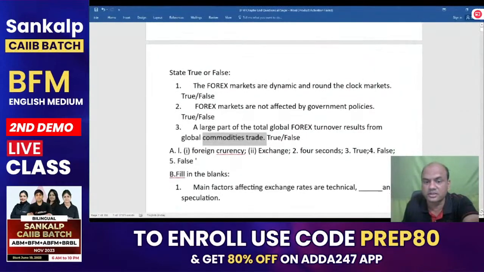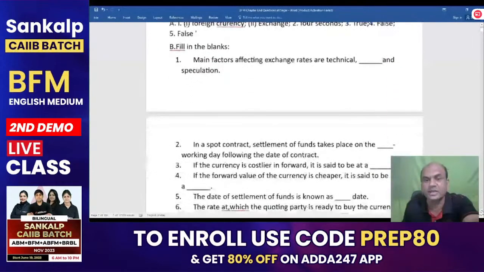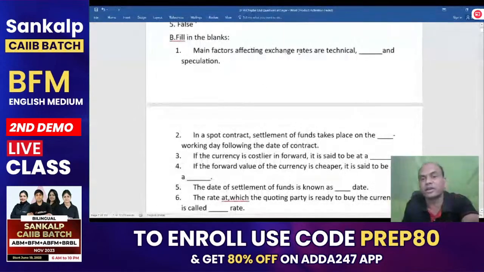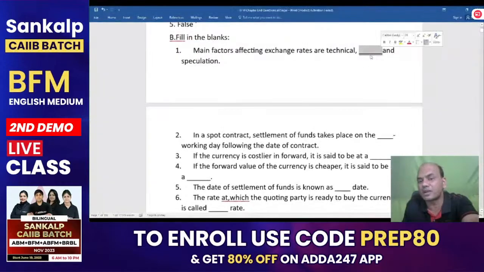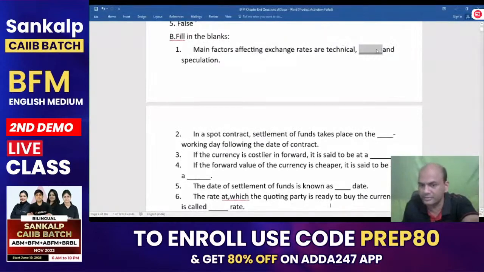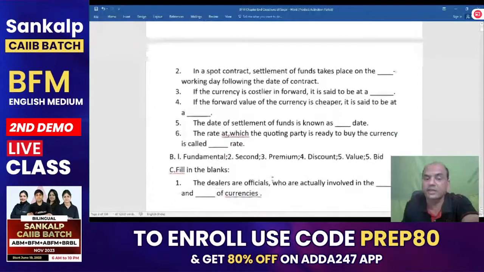Major factors affecting exchange rates are technical, dash, and speculation. What do you think should be the answer over here? Technical, and the second should be what? Fundamental. Either technical or fundamental. Fundamental means long term. Technical means short term.